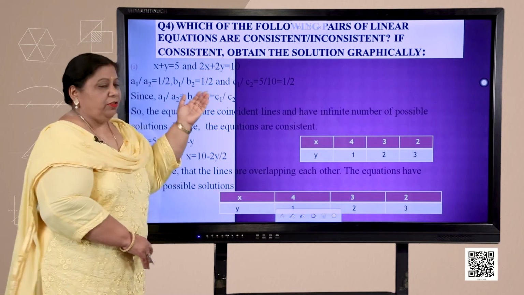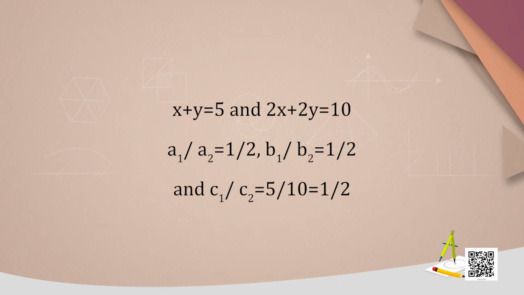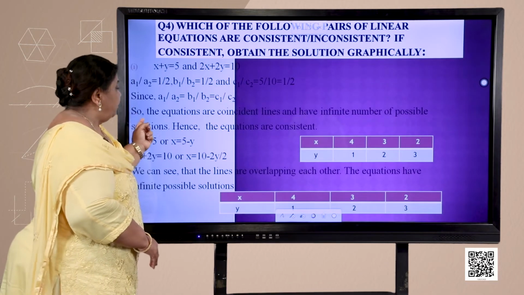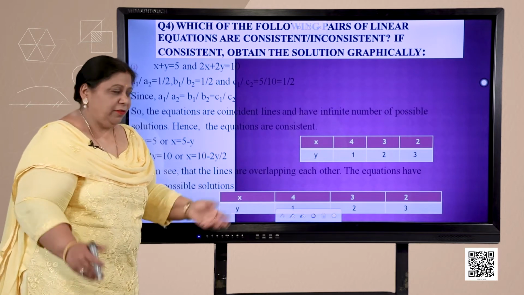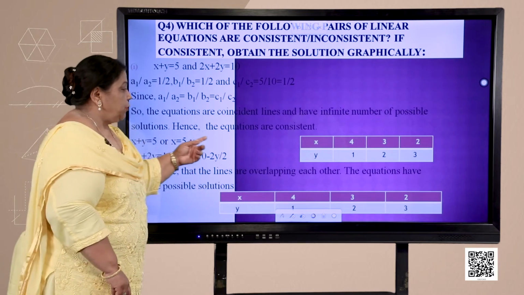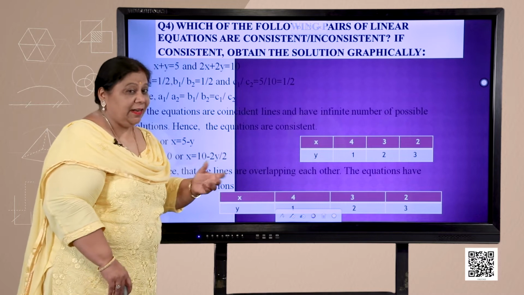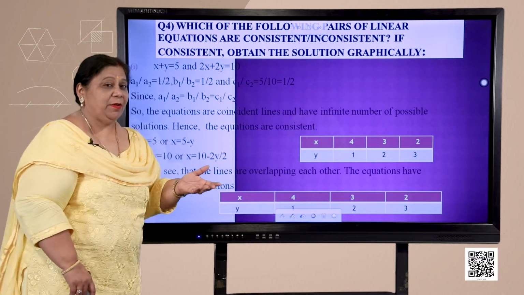x plus y is equal to 5 and 2x plus 2y is equal to 10. We have a1 upon a2 is equal to 1 upon 2, b1 upon b2 is equal to 1 upon 2 and c1 upon c2 is equal to 5 upon 10. In this case, the equations are coincident lines and they have infinite number of solutions. Hence, the equations are consistent. Let us draw the graph. For that, we require a tabular column.